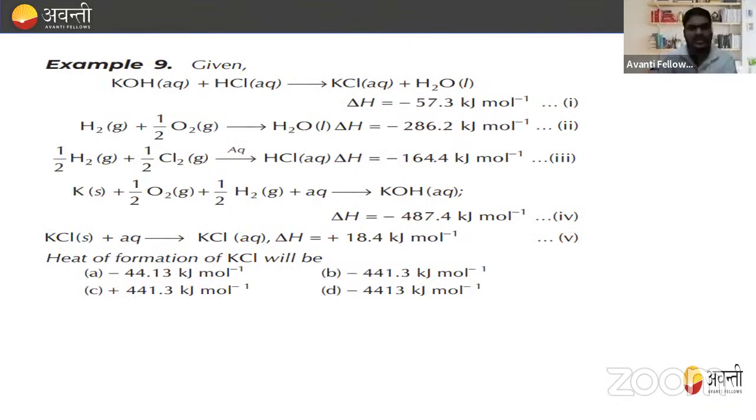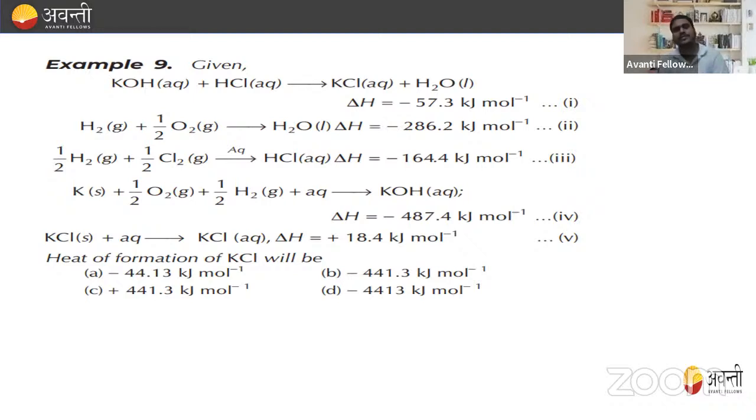Now, in this question, it is given that KOH plus HCl, here the enthalpy is minus 57.3 kilojoule per mole. H2 plus half O2, and here also the enthalpy is minus 286.2 kilojoule per mole. Now, half H2 plus half Cl2 combine to form HCl, and here also delta H is given, that is minus 164.4 kilojoule per mole. Right. Now K plus half O2 plus half H2 plus aqueous will give us KOH. Right. So delta H here is also given, 487.